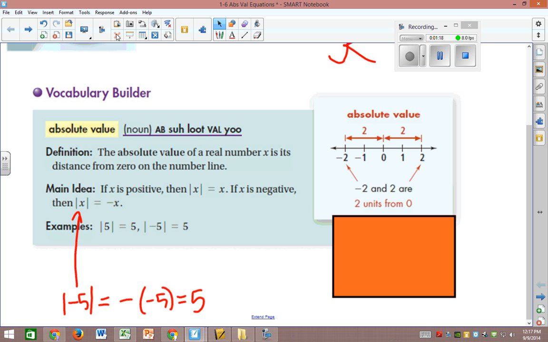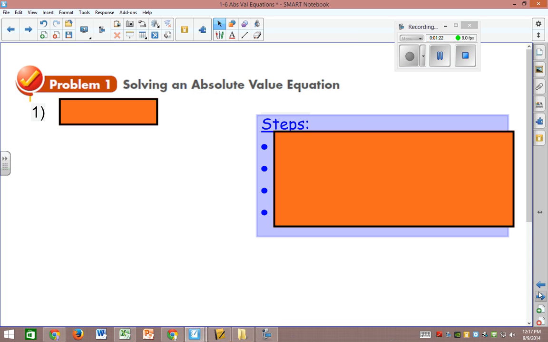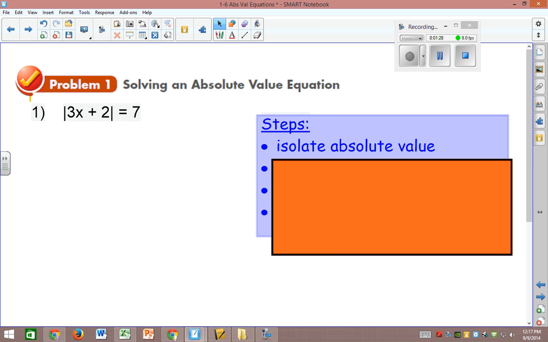All right. So that's the absolute value of a number. We're doing absolute value equations. So this changes things a little bit. To solve an equation, we got some steps here for you. First thing you do is isolate the absolute value bars. They are already isolated in this problem, all by themselves on one side of the equal sign.